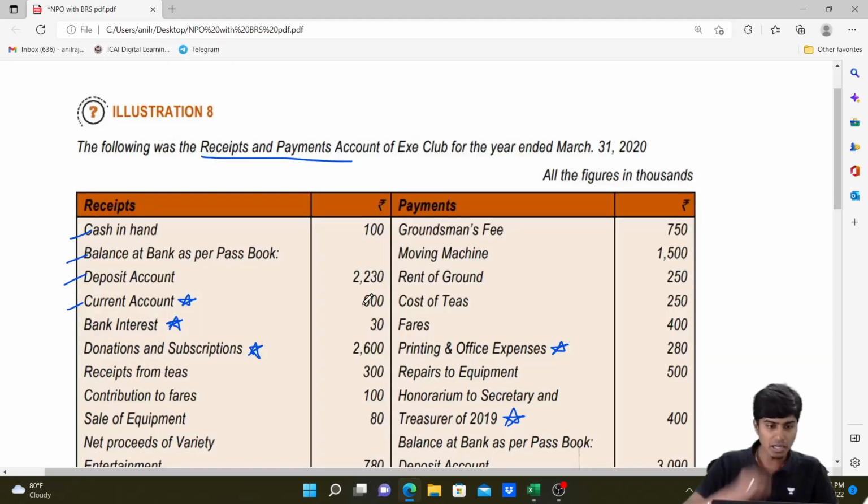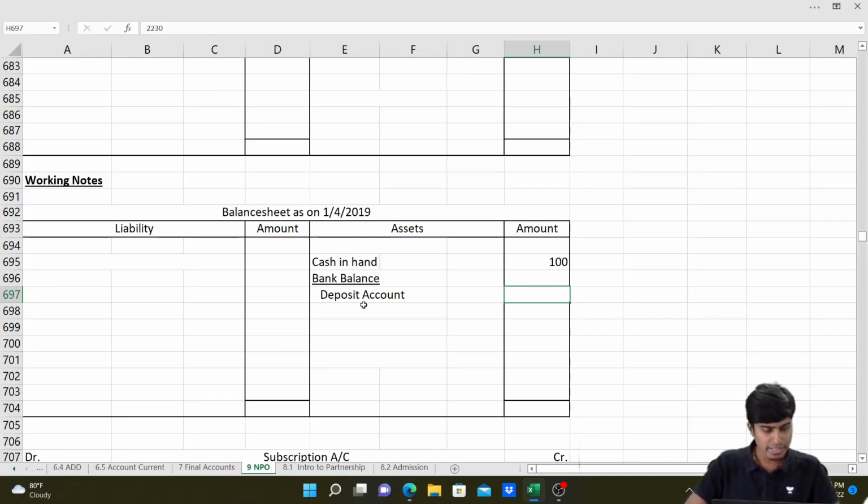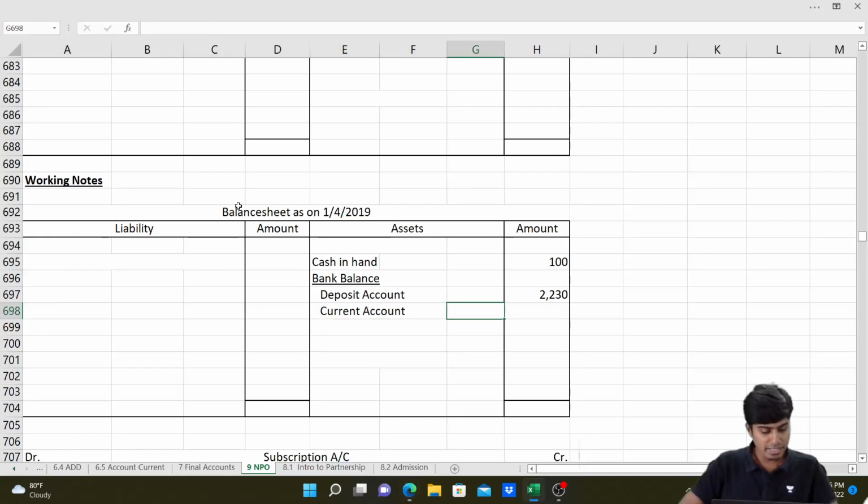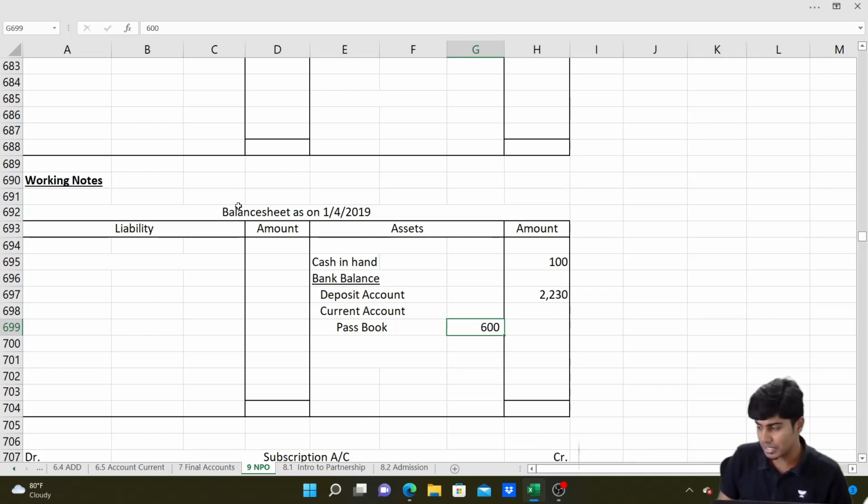Deposit account. Deposit account is 2230. That doesn't have any adjustment. I'll post it to the outer column. Whereas current account balance is 600 rupees, which would stay in our inner column. Balance as per passbook is 600. Yeah, this needs to be adjusted so that we can find the balance as per cash book, and such balance as per cash book will be posted to outer column. Got that, everyone? I hope you all did.